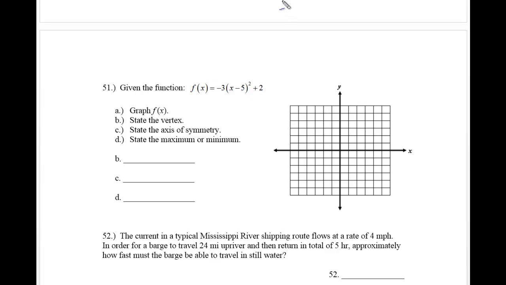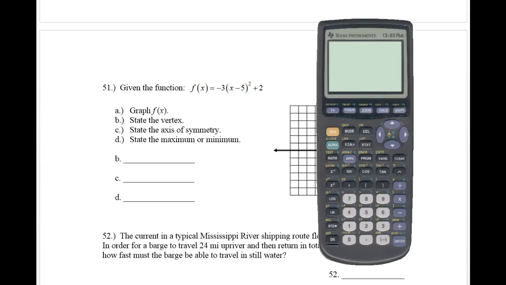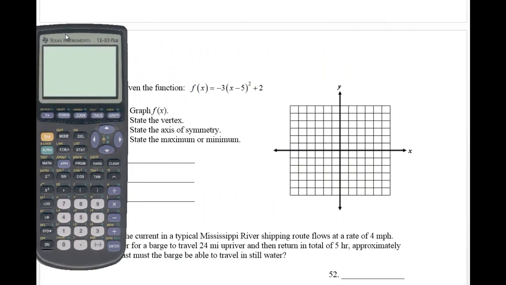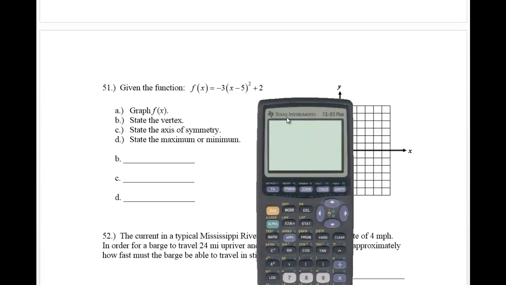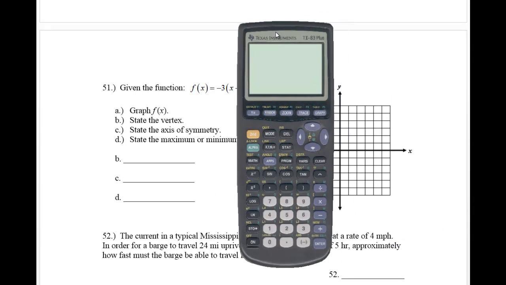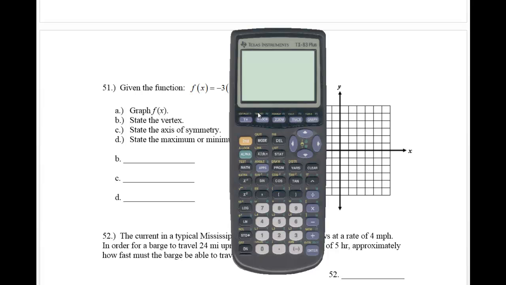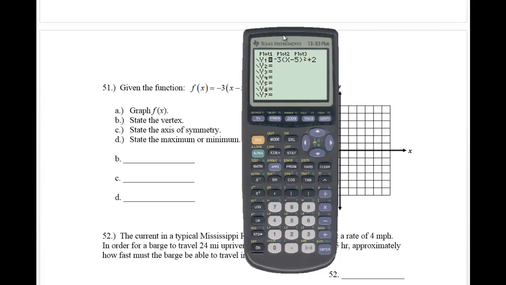Now, my suggestion would be to type this into the calculator. And I've got a calculator here. Let me bring that up. Okay, so let's see where I'm going to put this here. I'm going to use the screen here, and then I'll move it down to the bottom. Click on your y equals and type in the equation that you see here.